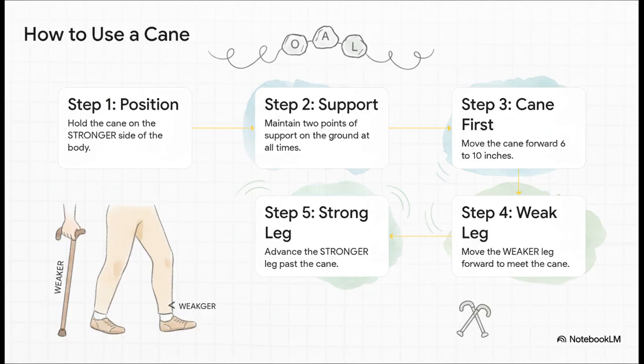Okay, the cane. So many people get this wrong, but there's a great little memory trick. C-O-L, cole. Cane, opposite, affected leg. So you hold the cane on the strong side. It moves forward with the weak leg, like they're partners. Then the strong leg follows. It creates a nice, stable base of support.